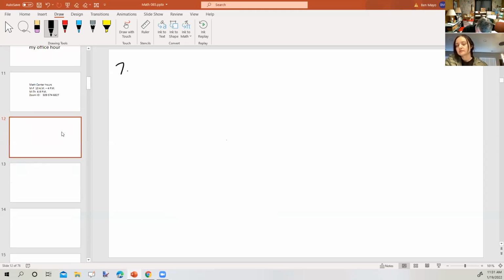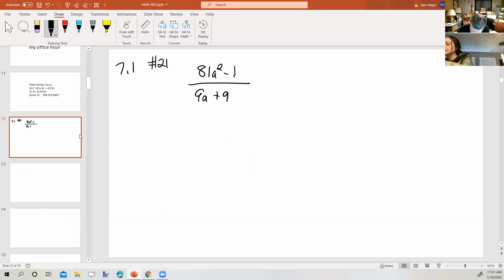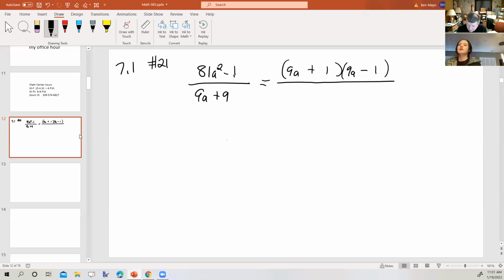This is from section 7.1, number 21. It says, simplify the expression if possible. And the expression is the following: 81a squared minus 1 over 9a plus 9. All right, the numerator of this fraction is the difference of 2 squares. 9a plus 1, 9a minus 1.